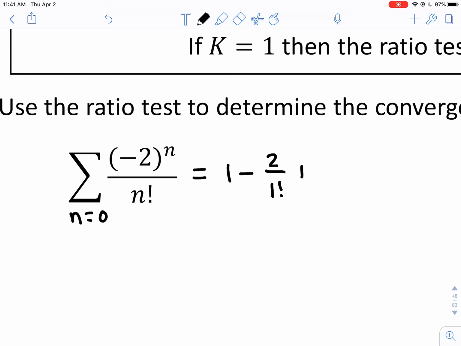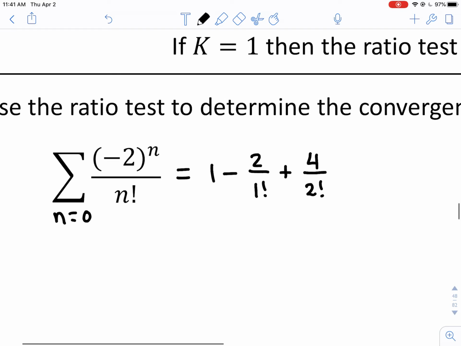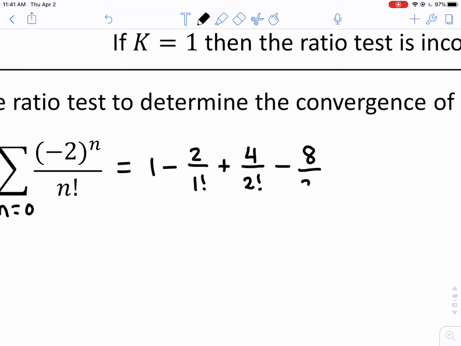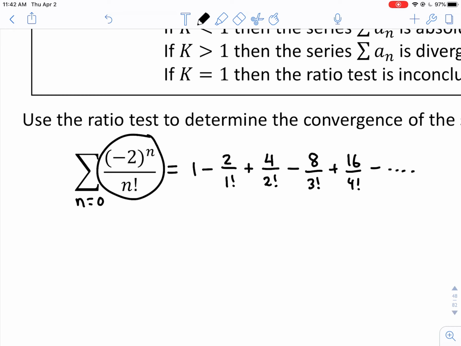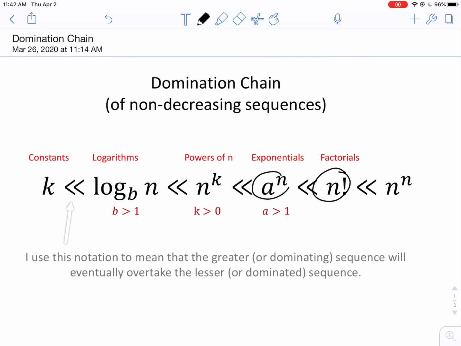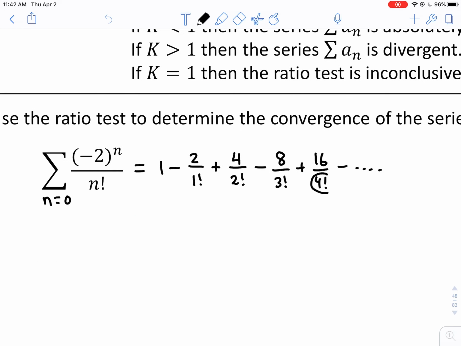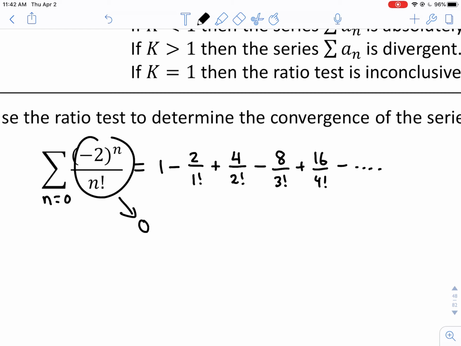Next term will be plus. It'll be a positive 4 up top when n is 2, and here you have a 2 factorial. Then it's going to be minus 8 over 3 factorial. Plus, next one will be 16 over 4 factorial. You might be wondering, hey, what's this sequence even doing? Which of these dominates which, factorials or exponentials? Factorials dominate exponentials. These factorials are going to outgrow these exponentially growing numerators. It is true that that sequence is approaching 0, so it's possible that the series is convergent.